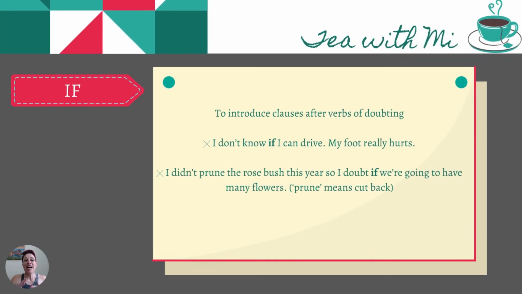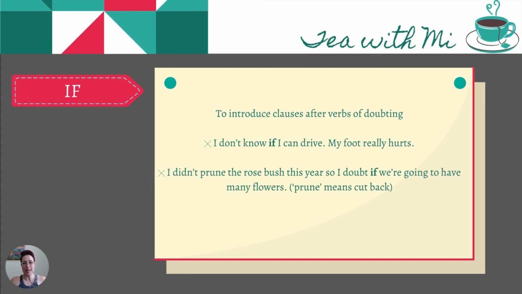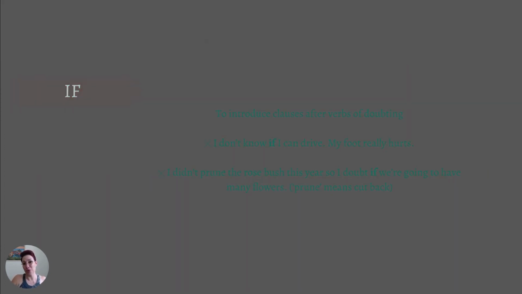And then if. I introduce clauses after verbs of doubting. Every time I'm expressing an idea and I am considerably in doubt about it, I am not certain about it, I'm struggling with that information, I'm going to come with if. I don't know if I can drive. I didn't prune the rose bush this year, so I doubt if we are going to have many flowers. I don't know. I doubt. I'm not sure. Those are clauses, those are sentence starters that we use when we are in doubt. And every time we have this structure, if is the word.